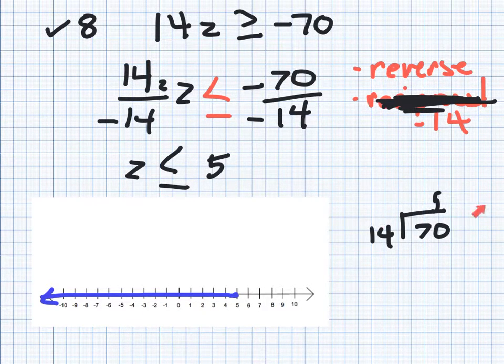I did the division here if you need it or someone in the future needs it. And we have a closed dot, and we start at negative 5, and all the solutions are going to be to the right of that. I meant to say up here, divide.